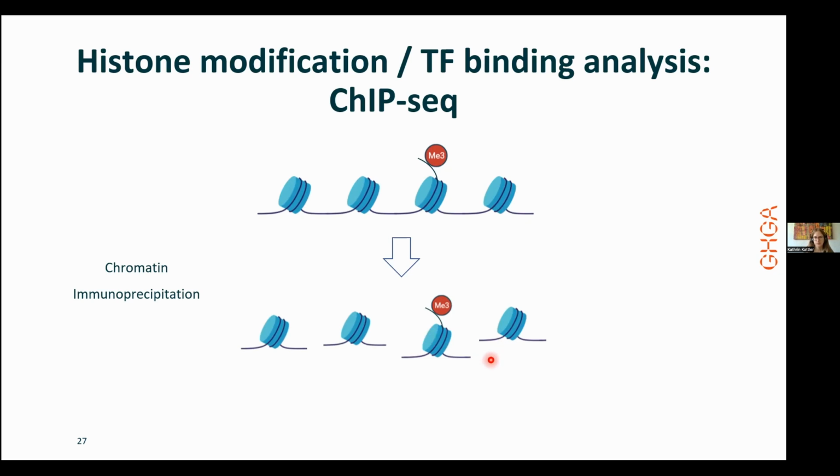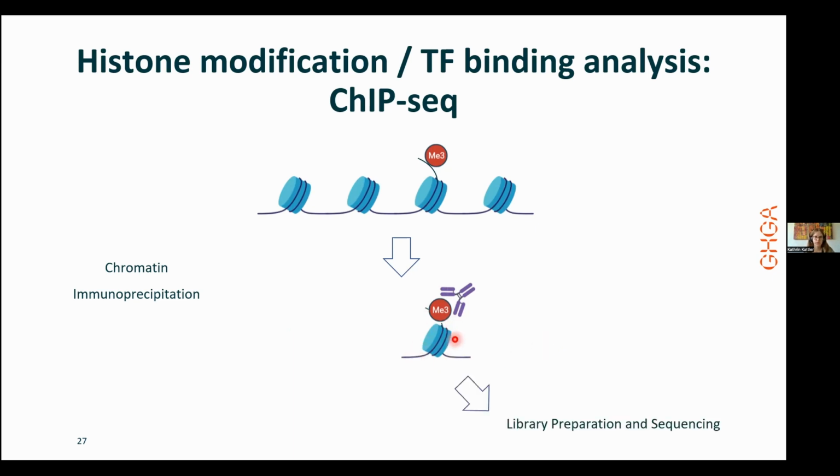And the key to this method is that then we use a specific antibody which will bind to our modification of choice. So for example, again, my favorite histone modification, H3K4 trimethylation, we now have an antibody which specifically will only bind to nucleosomes which have this modification. And then in the next step, we can use the antibody, which is bound, for example, to a protein G bead, to extract only these nucleosomes which have our modification. And then we extract the DNA and prepare a sequencing library and put it on a sequencer.